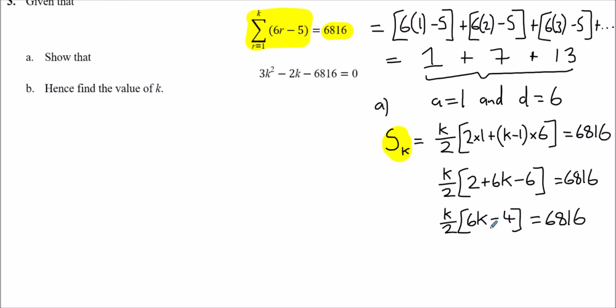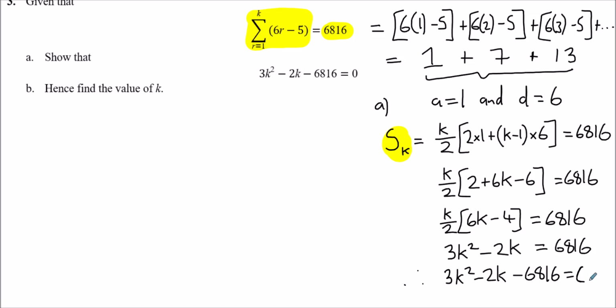Now I can expand it out. So k times 6k is 6k squared, but I'm halving that, so it's 3k squared. k times minus 4 is minus 4k, but because it's over 2, minus 4k divided by 2 is minus 2k. And that equals that 6,816, which we mentioned before. Finally, subtract 6,816 from both sides. We see, therefore, that 3k squared minus 2k minus 6,816 does equal 0 as required.